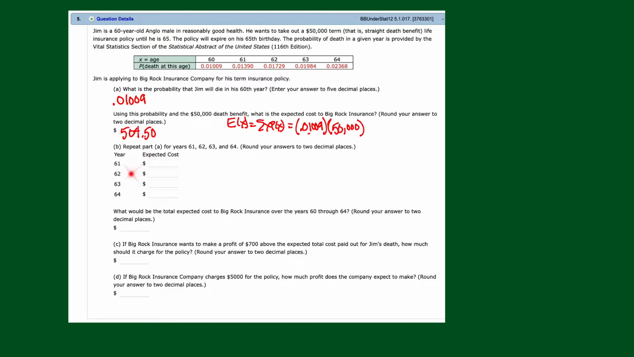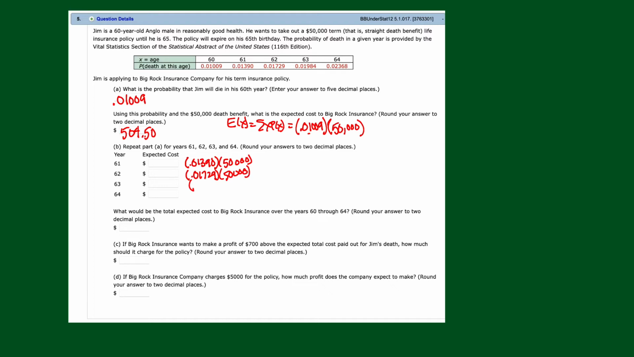Now for Part B, we're going to do the same thing. The expected cost at 61 is going to be that probability times the 50,000. Here's what we're going to be computing: 0.01390 times 50,000. Then you go to 62. At 62, that probability is 0.01729, so that's going to be 0.01729 times 50,000.